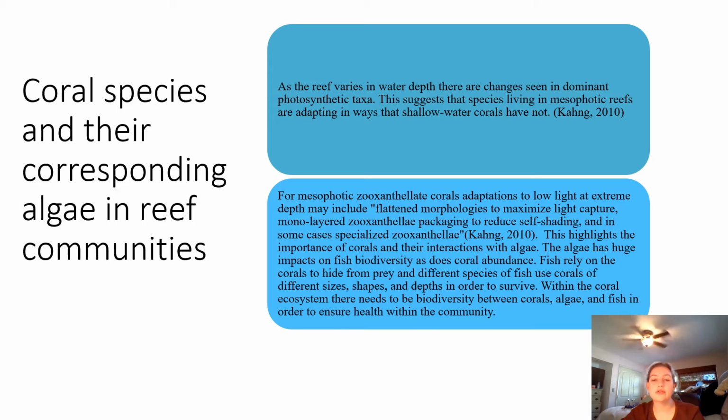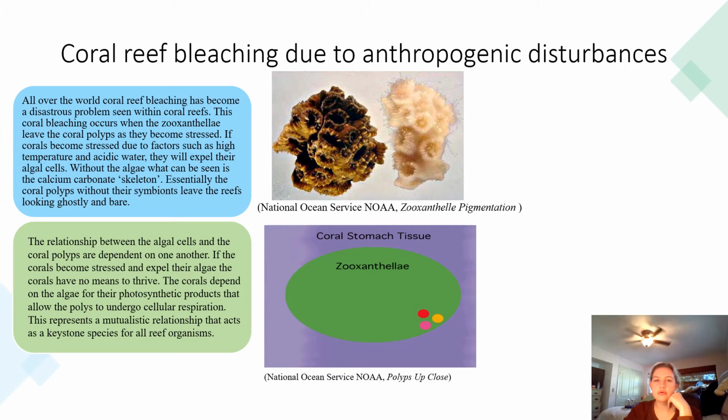This highlights the importance of corals and their interactions with algae. The algae has huge impacts on fish biodiversity, as does coral abundance. Fish rely on the corals to hide from predators, and different species of fish use corals of different sizes, shapes, and depths in order to survive. So having a lot of different kinds of coral is essential to accommodating all the different types of life that they support. Within the coral ecosystem, there needs to be biodiversity between corals, algae, and fish in order to ensure health within the community.